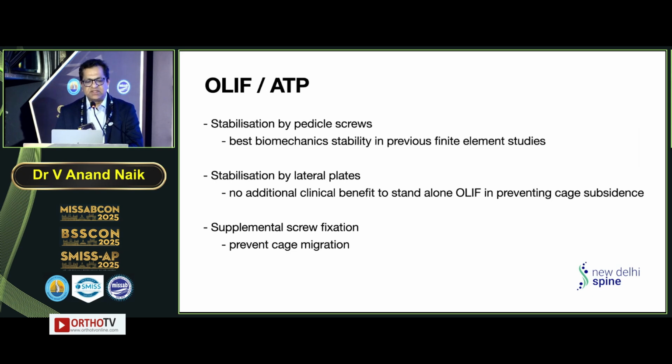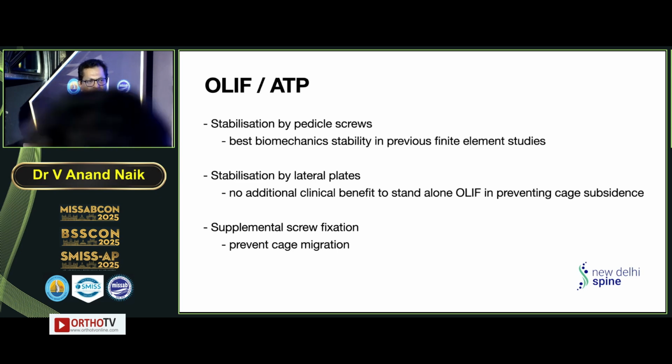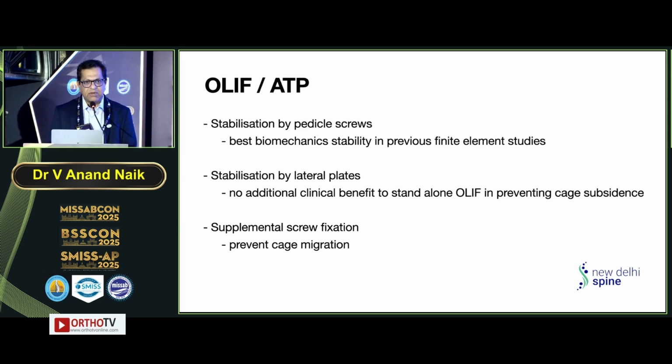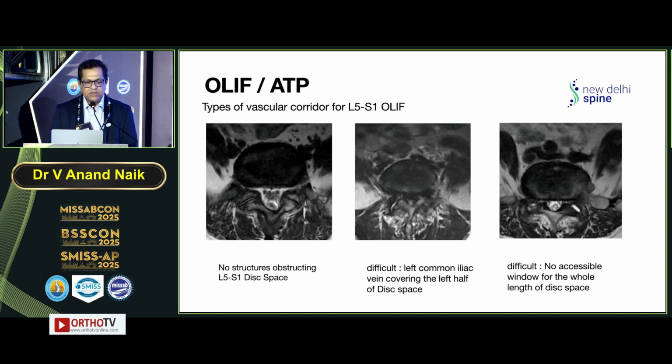OLIF with stabilization by pedicle screws has the best biomechanical stability, and that was proven by previous finite element studies. Some people use a lateral plate, but as per the meta-analysis, there is no additional clinical benefit over standalone OLIF in prevention of cage subsidence. And supplemental screw fixation means that with the OLIF cage, they put a blocking screw to prevent any anterior migration of the cage. So vascular corridors, you have all seen that.